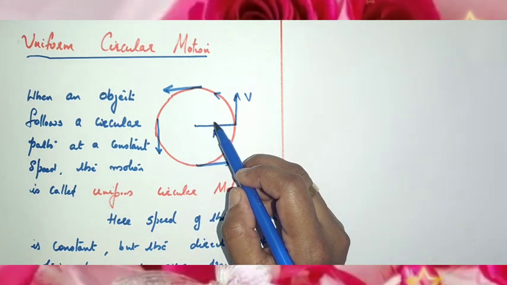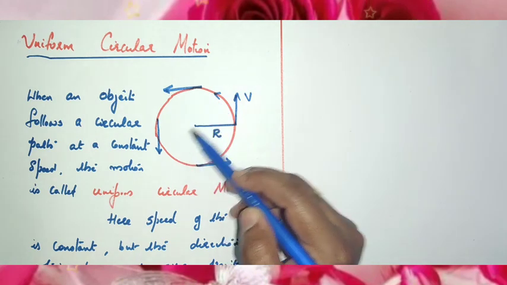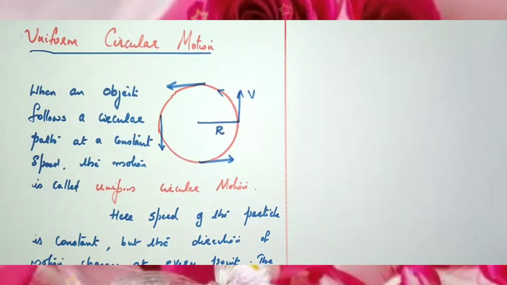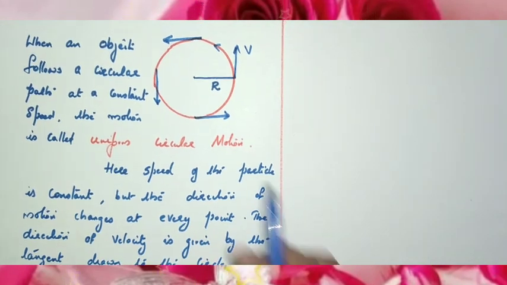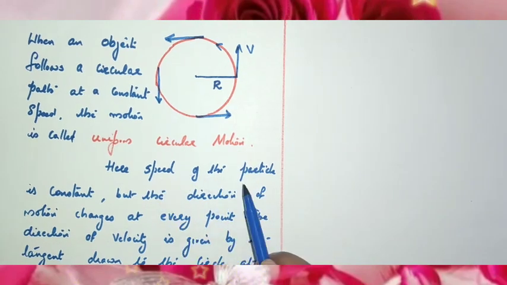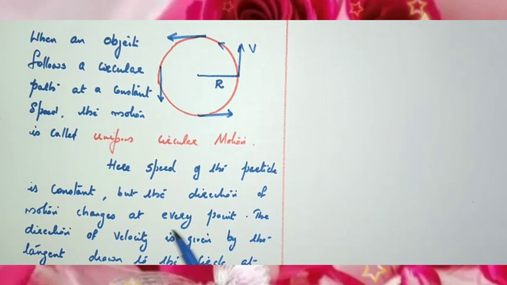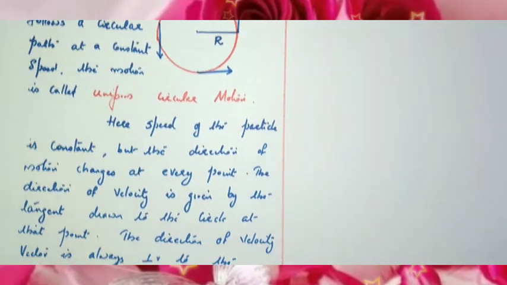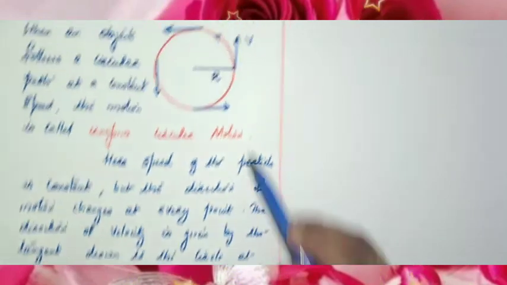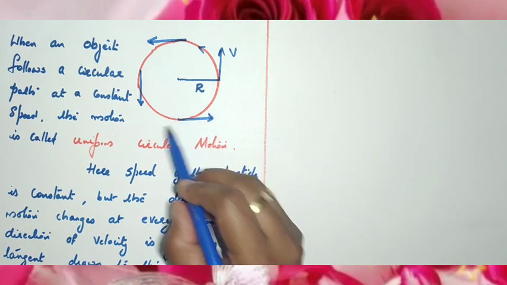So in a uniform circular motion, even though the magnitude of velocity or speed remains constant, the direction of velocity continuously changes. When an object follows a circular path at a constant speed, the motion is called uniform circular motion. The direction of velocity is given by the tangent drawn to the circle at that point, so it is always along the tangent to the circle.